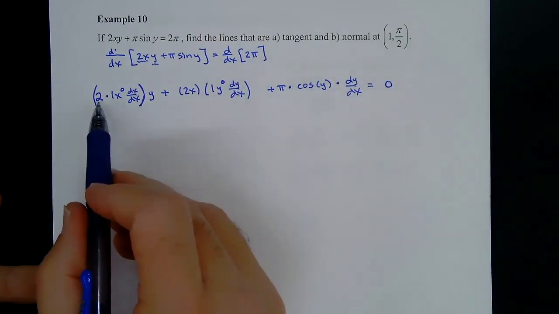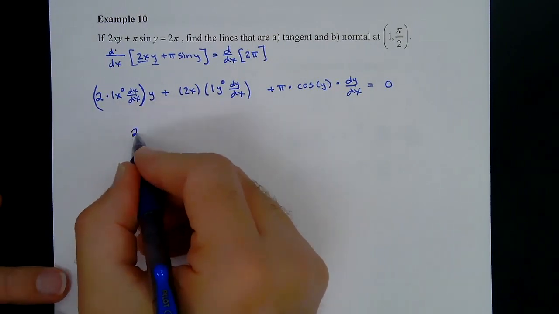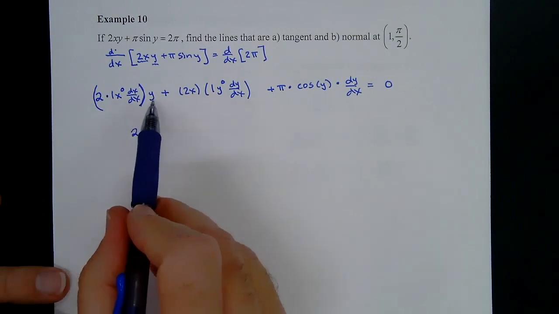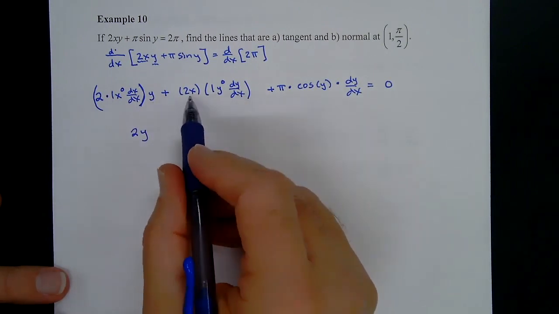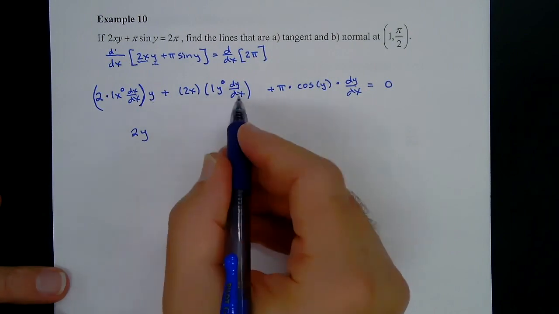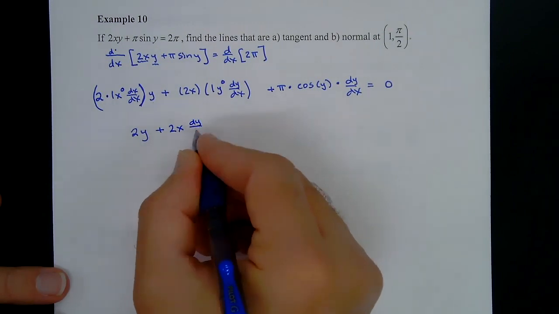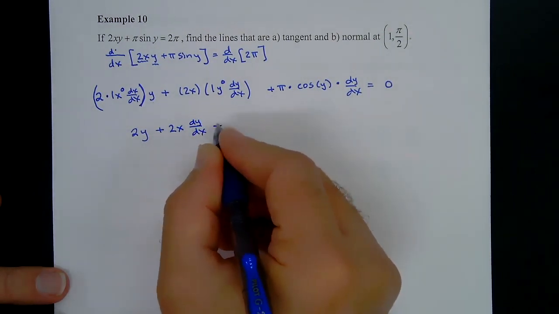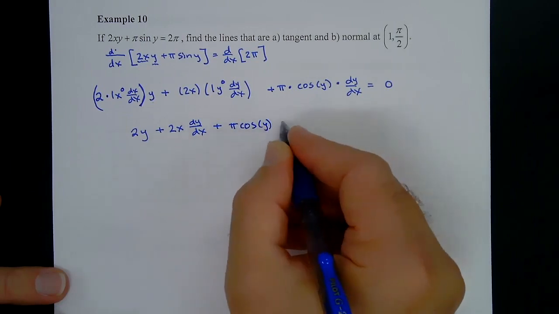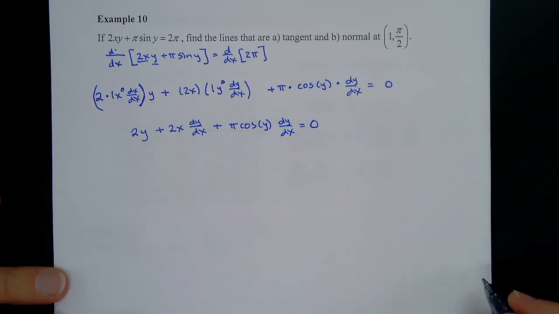Okay, cleaning this up, this would be 2 times 1 times 1 times 1, or this just becomes 2y. If you wrote this as 2 times dx over dx times y, I'd be happy, okay? And then over here, this would be 2x times 1 times dy over dx, so that's just 2x dy over dx, so plus 2x dy over dx plus pi cosine of y times dy over dx is equal to 0.